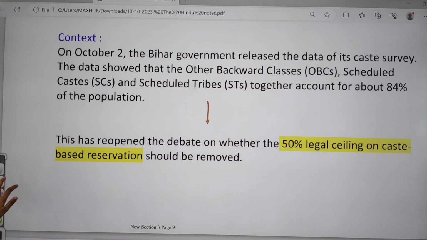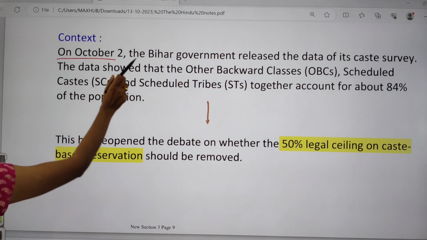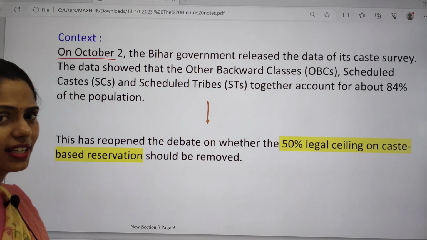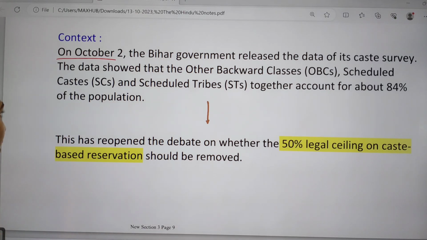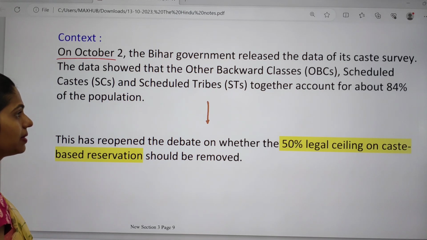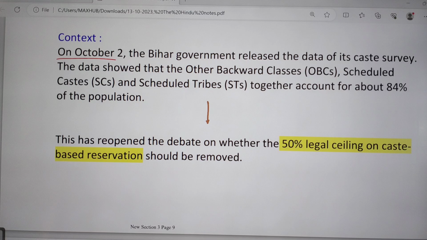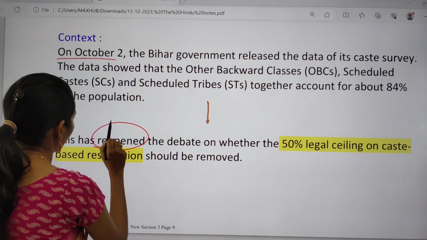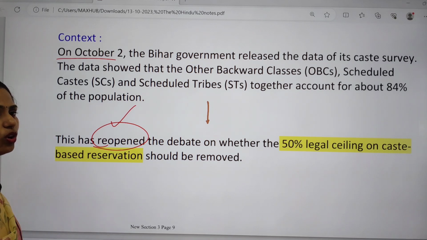If you see this context, it says that on October 2nd, Gandhi Jayanti, the Bihar government released caste-based survey data, and it shows that OBC, scheduled castes and scheduled tribes are around 84% of the population. Because of this, the debate regarding reservation for backward classes is again seen on television debates.